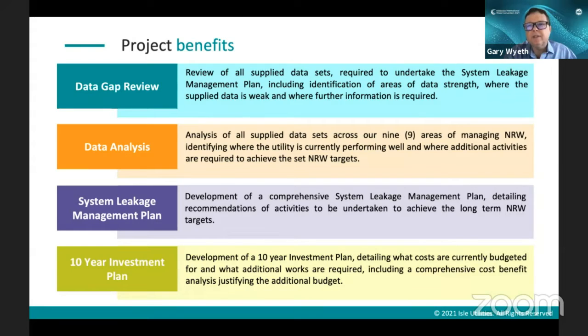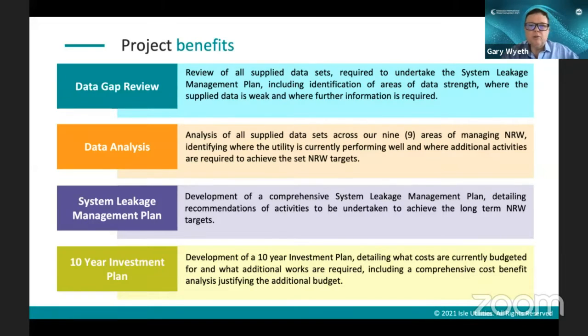But that's the first step: to actually review this data and identify where you have data gaps, so that you can hopefully get more data or ask the utilities if they can start to record that data. The next step is the analysis. Once you've got as much data as possible coming into you, it's a case of looking at the data across the 9 areas that I just described and trying to identify where the utility is performing well.